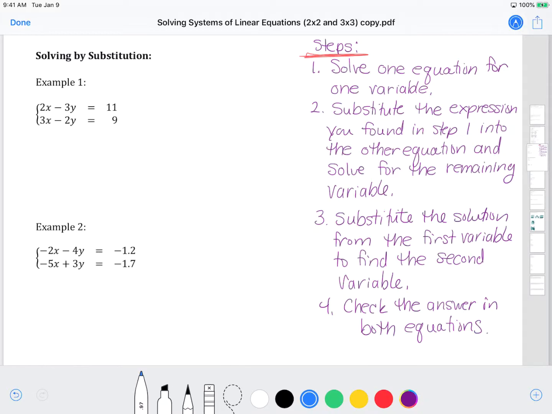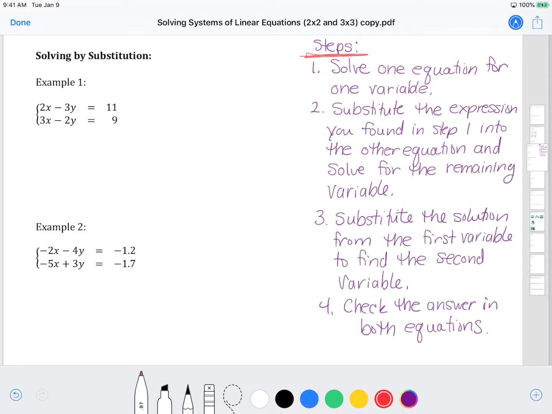The steps are, the first step is solve one equation for one variable. Then the second step is to substitute the expression you found in step 1 into the other equation and solve for the remaining variable. Step 3 is to substitute the solution from the first variable that you found to find the second variable. And then the last step is to check your answer to see if it works in both equations.